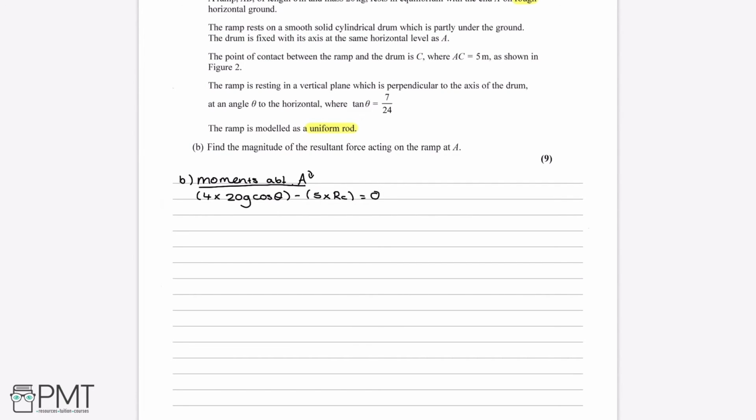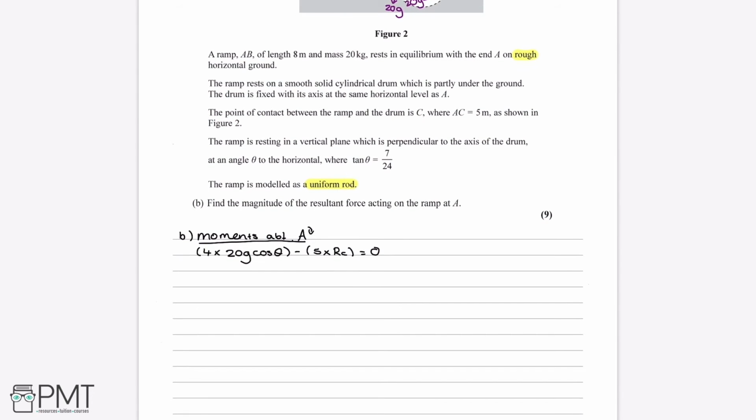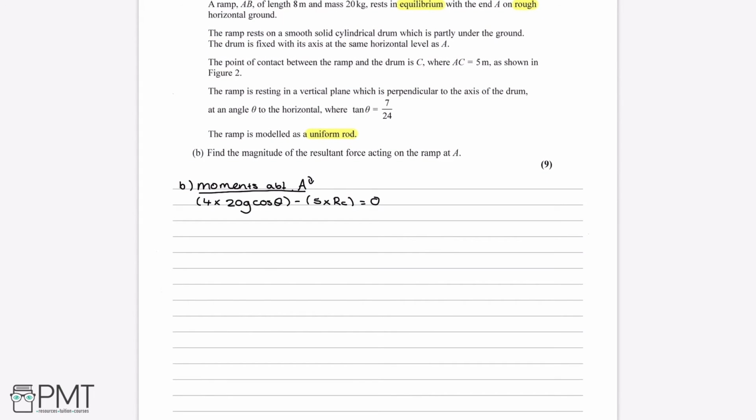And we know that this is equal to 0, and the reason for this is because we were told that this ramp and everything rests in equilibrium. One of the conditions of equilibrium is that the moments about a point are equal to 0. So these moments have to be equal to 0. If we do this calculation and add 5RC to both sides, we're left with 5RC is equal to 80g cos theta, and therefore RC is equal to 16g cos theta.